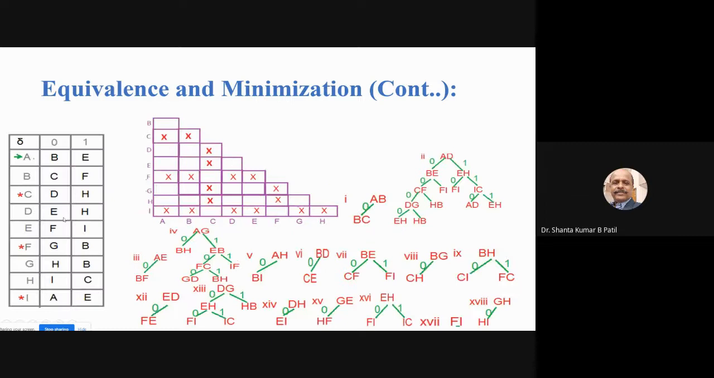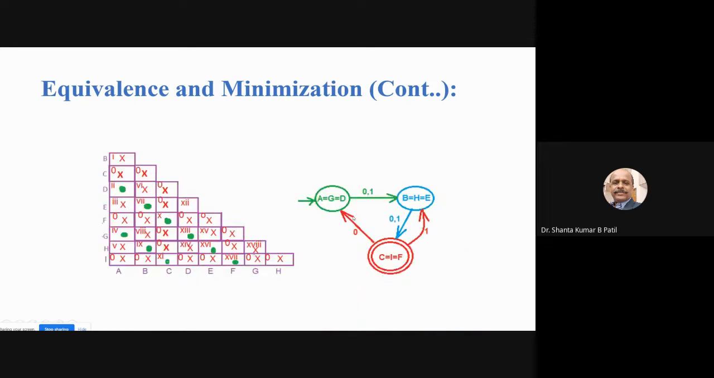You can observe here that there are totally nine states. These nine states are minimized into three states. Hence, we reduced from nine states to three states.